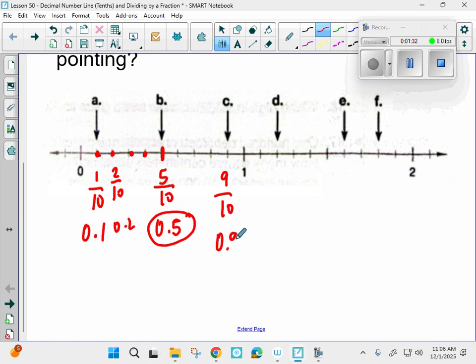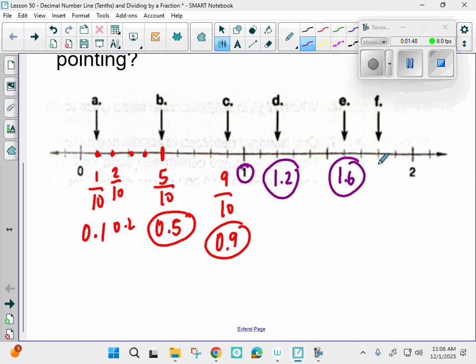All right. Now I have a whole number of 1, and then this would be 1.1, and D would be what? 1.2. All right, 1.3, 1.4, 1.5. What's this one? 1.6, 1.7, and 1.8. Okay, great job. All right, hopefully you guys get that.